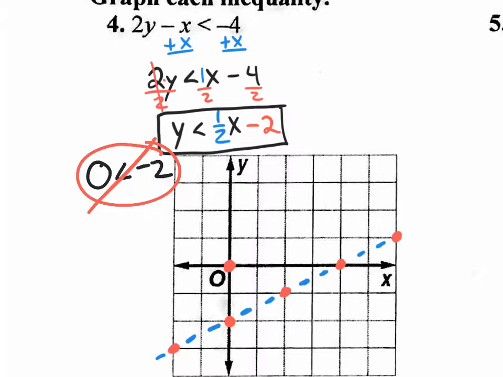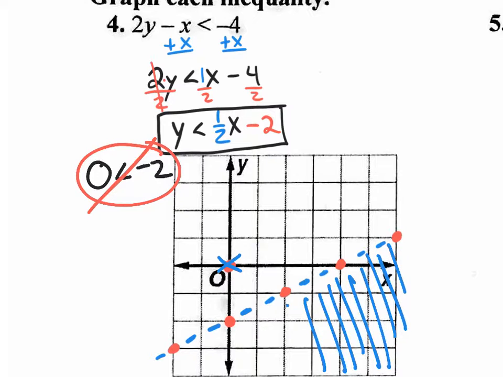So we know that this origin point 0, 0 does not work. That's not an answer. So where must my answers be at? On the other side, on the bottom. So you'd shade in all this. And yes, you're going to have to shade on the quiz that you take on this section tomorrow.